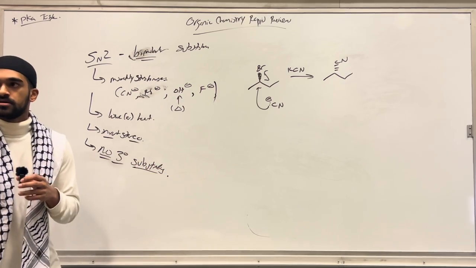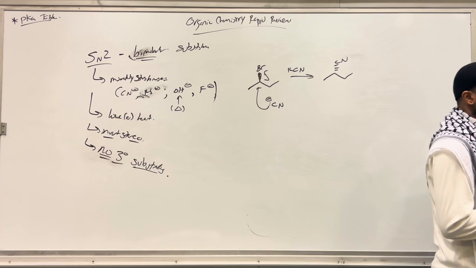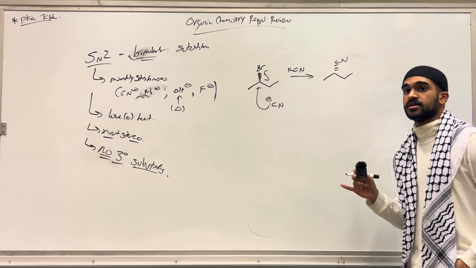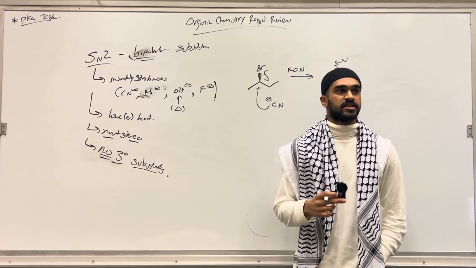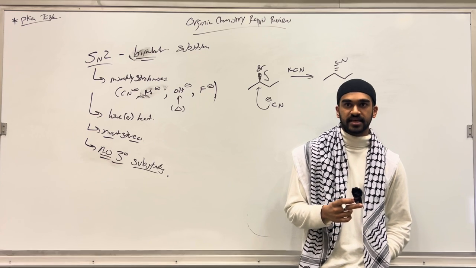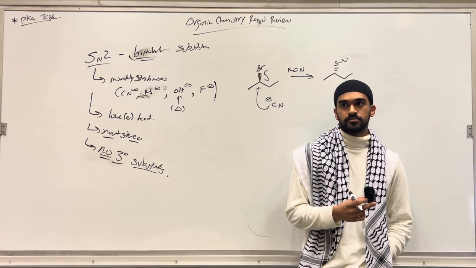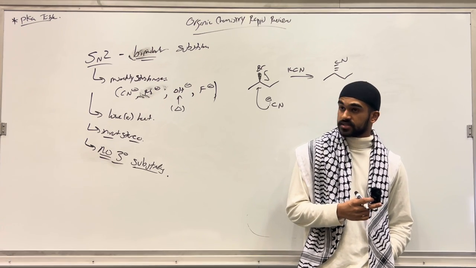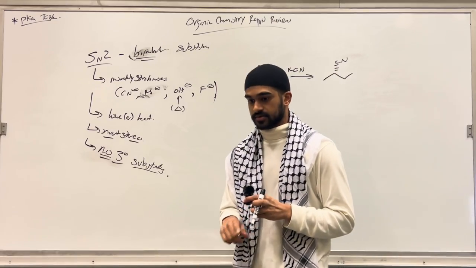Why? Steric hindrance. In order to perform an SN2 reaction, you have to get to the antibonding orbital of the leaving group. And if something is tertiary, you can't get to the antibonding orbital of the leaving group, which means the reaction won't happen. Good. Perfect.